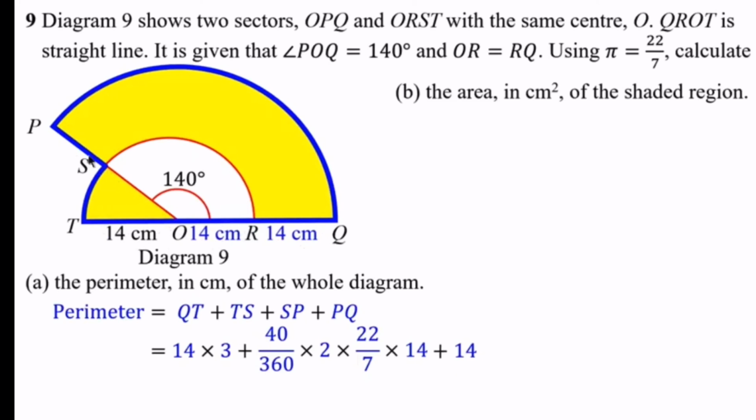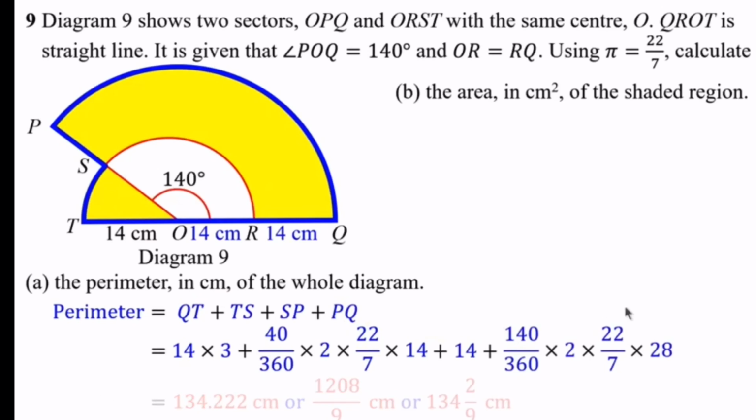Then the arc length for the big sector is 140 over 360 times 2 times pi times the radius of 28. You must choose the right radius so that you will get the answer for the perimeter of the whole diagram. So the final answer is 134 2/9, the best answer in fraction.